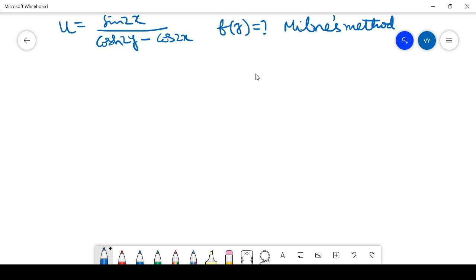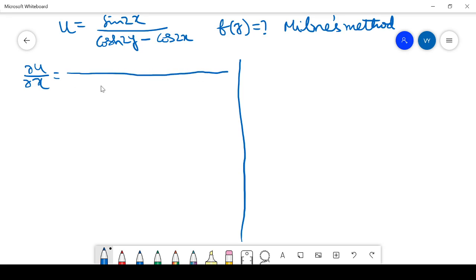So in this case, the function that we are using is a little bit complicated. So first, I calculate ∂u/∂x. Here the function x appears in the denominator as well as in the numerator, so I will use the quotient rule.